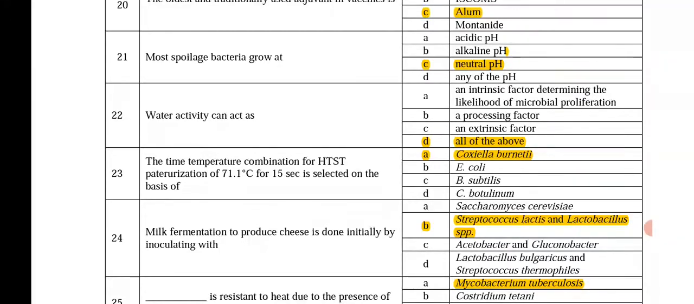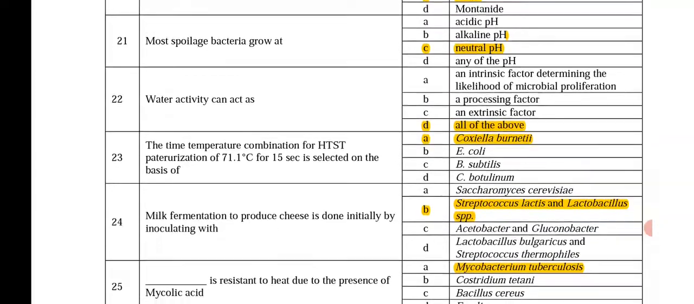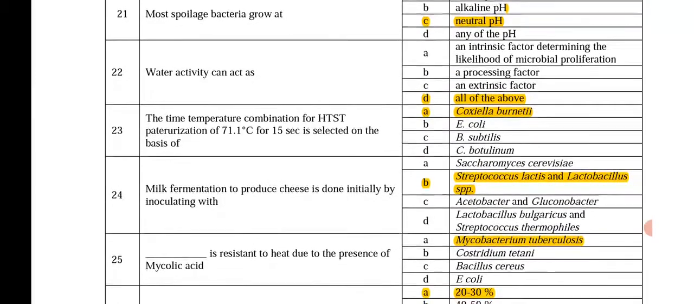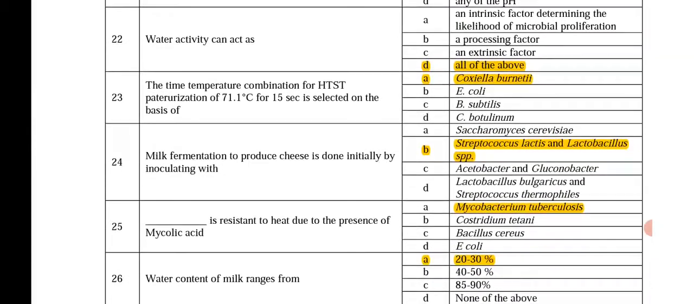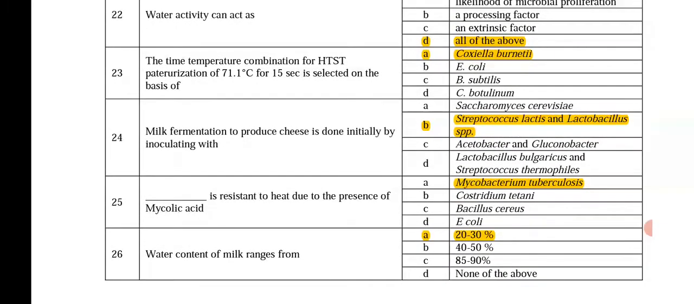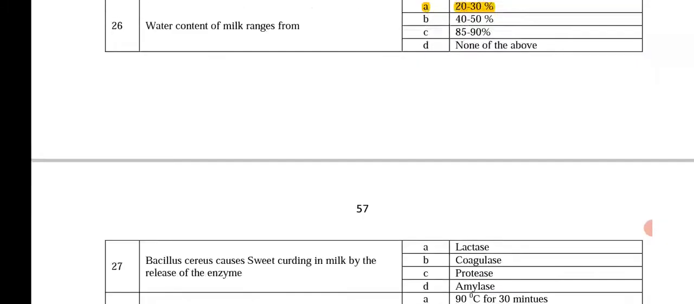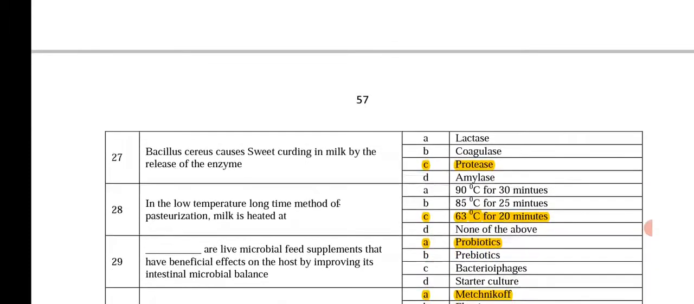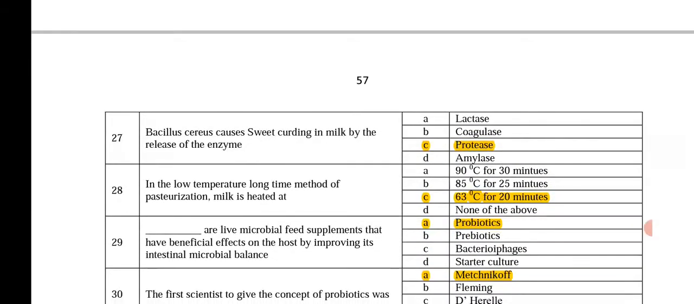Milk fermentation to produce cheese is done initially by inoculating with Streptococcus lactis and Lactobacillus species. Mycobacterium tuberculosis is resistant to heat due to the presence of mycolic acid. The water content of milk ranges from 20 to 30%. Bacillus cereus causes sweet curdling in milk by the release of protease. In the low temperature long time method of pasteurization, milk is heated at 60 to 63 degrees centigrade for 20 minutes.